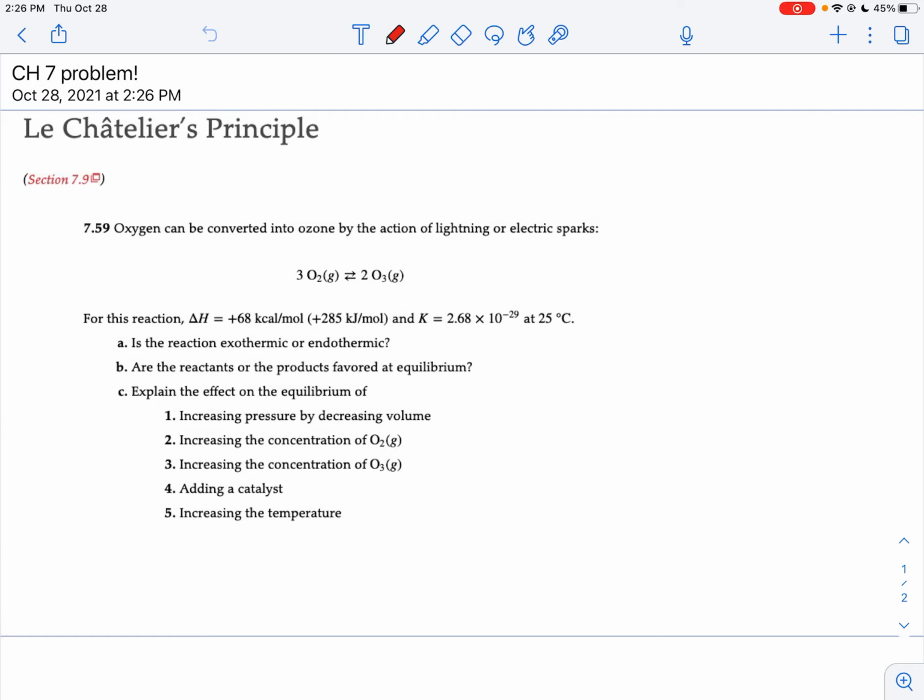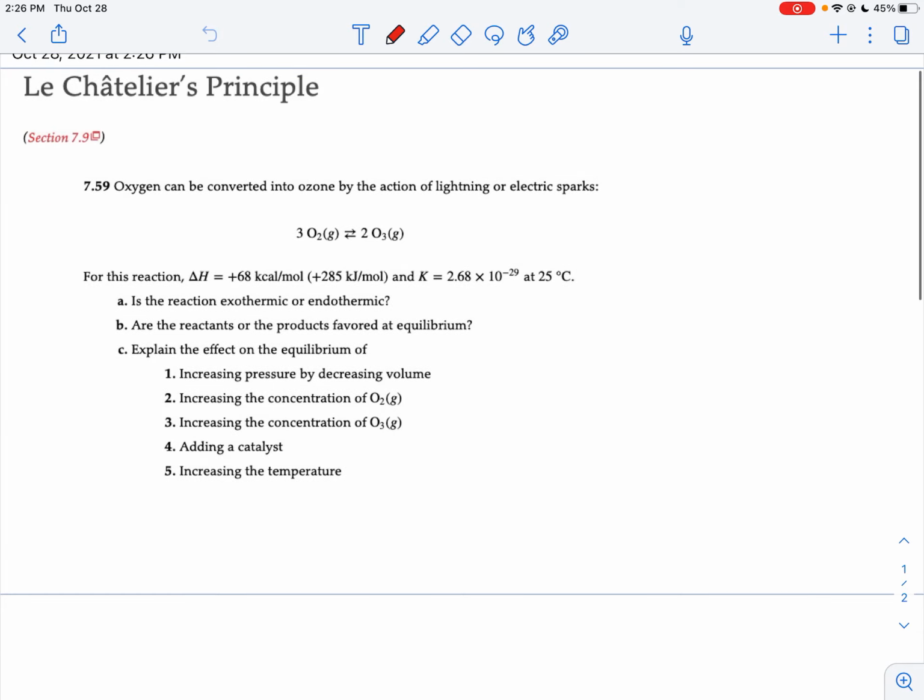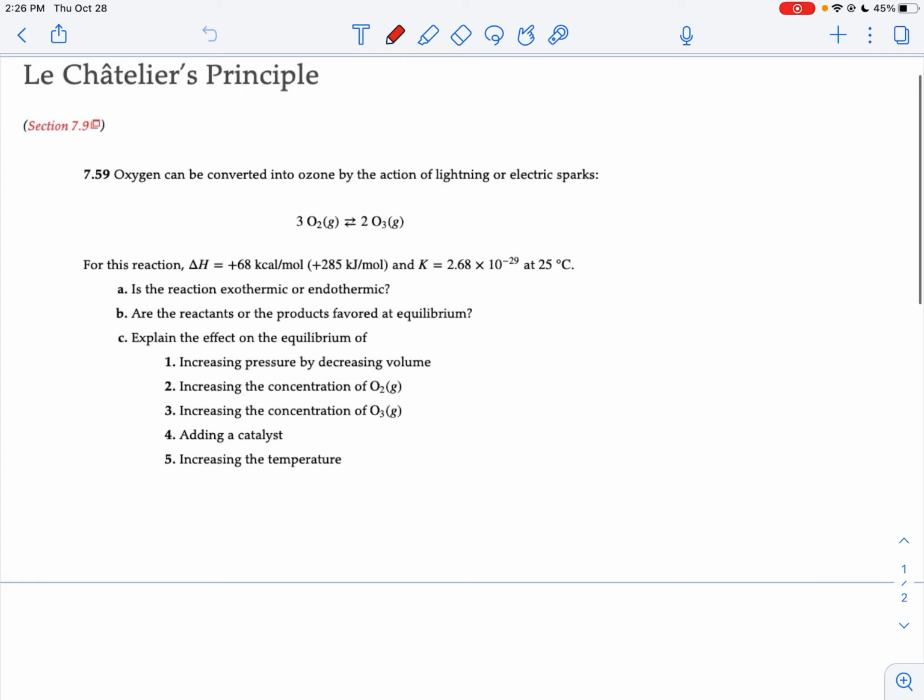Hey everybody, I'm going to work a practice problem from the textbook on LeChatelier's principle. This should help you understand what I walk through on the video with LeChatelier's principle, but then see it worked out on a problem, very much like any problem you could see on a quiz or an exam. So hopefully this is helpful.